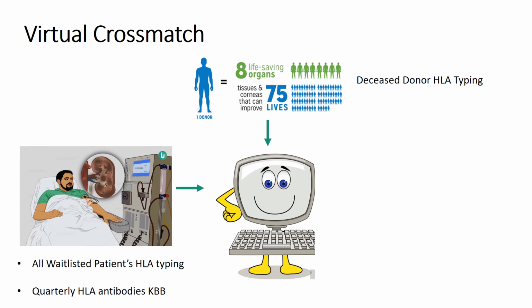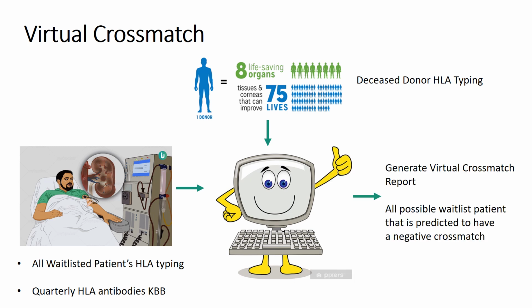Now, if we receive a deceased donor typing, or even a live donor typing from someone who wants to donate their kidney anonymously, we do an HLA typing for this donor, and we add the HLA typing to the same software. The computer software will compare the donor typing to all the cumulative antibodies of all the wait-listed patients, and will generate a virtual cross-match report. The report will contain all possible waitlist patients that are predicted to have a negative cross-match. Patients that are predicted to have a positive cross-match will be removed by the software.